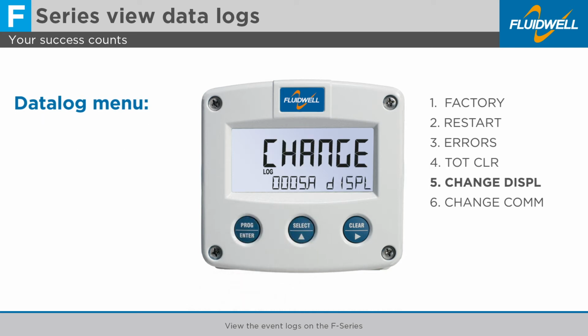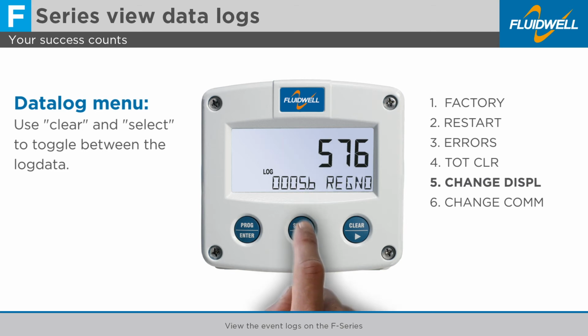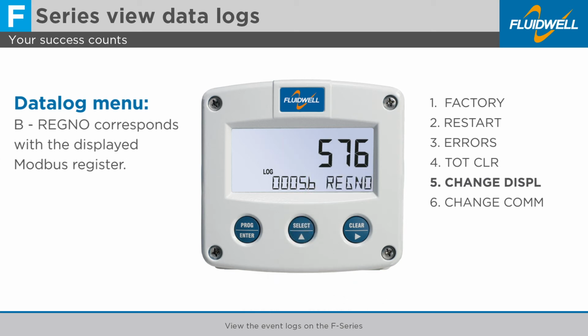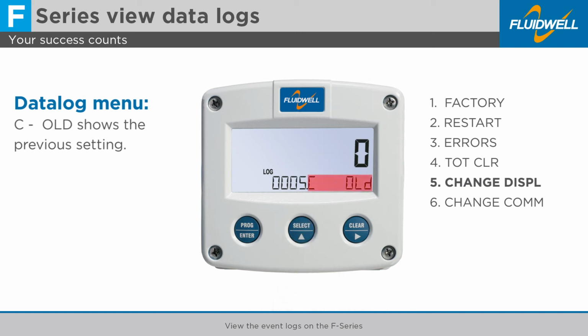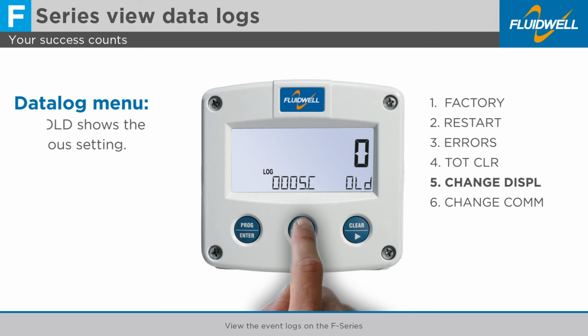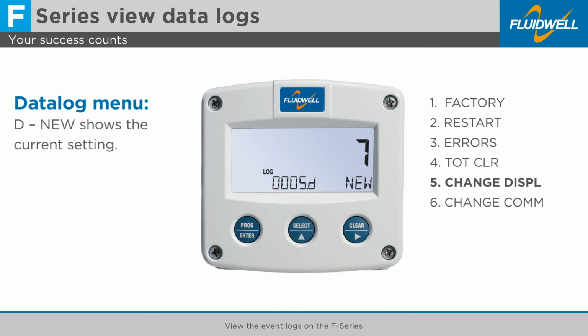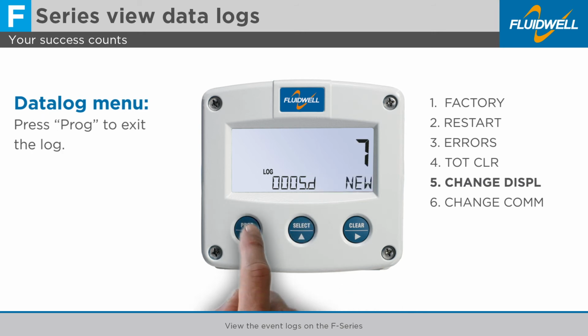The fifth example event shows a variable change via the configuration menu. Use Clear and Select to toggle between the specific log data. B, Regno, corresponds with the displayed Modbus register. C, Old, shows the previous setting. D, New, shows the current setting. Press Prog to exit this log.